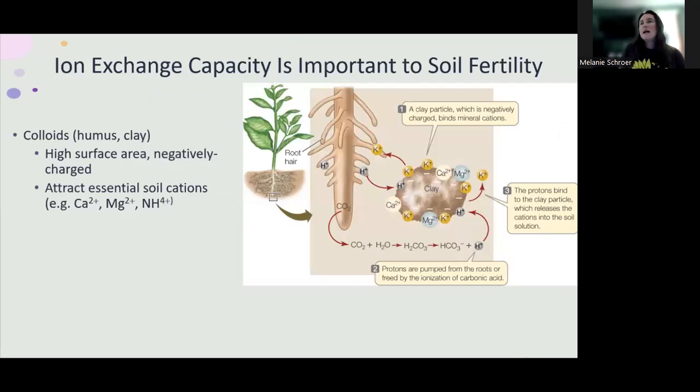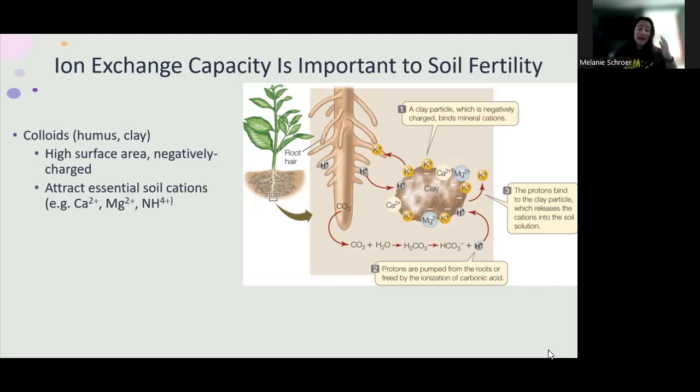All right, the final soil topic that I want to discuss with you guys is the ion exchange capacity. These essential soil cations in particular, so positively charged ions, are very important to plant growth. Plants need things like potassium, calcium, and magnesium. The plants need these ions in order to grow. The ions are taken up from the soil, which means that they must be held in the soil.